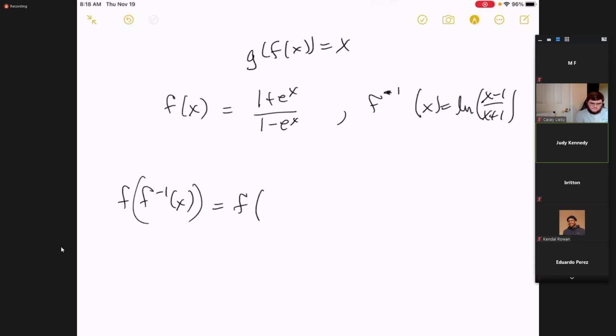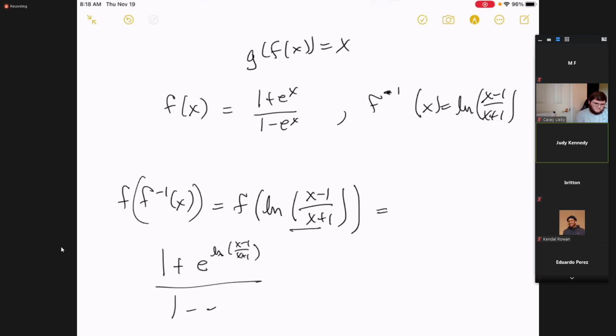And I put in f inverse of x, that's the log of x minus 1 over x plus 1. And that's equal to 1 plus e to this whole big power here. Okay, so it's a lot to put in an exponent. e to the ln of x minus 1 over x plus 1 over 1 minus e to the ln of x minus 1 over x plus 1.